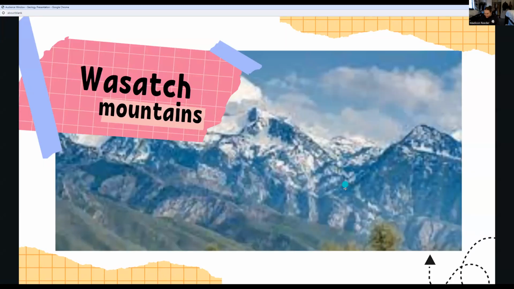So these are the Wasatch Mountains, a picture of the Wasatch Mountains. Extensional forces or earthquakes are what form this mountain range, shown here, and they were formed with the normal faults. Earthquakes, so the hanging wall went down.